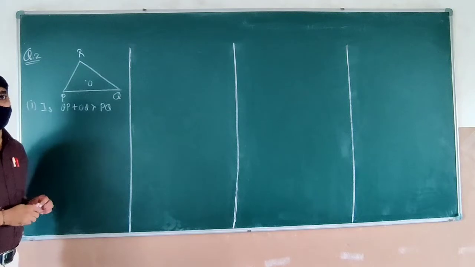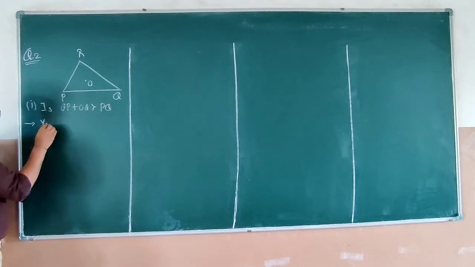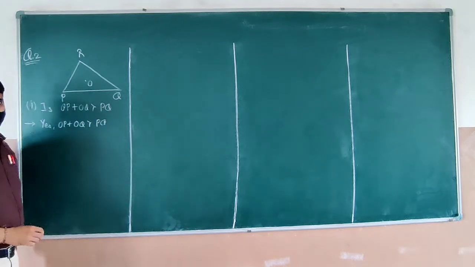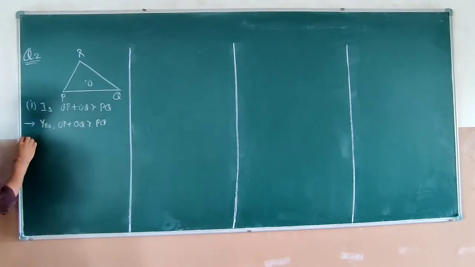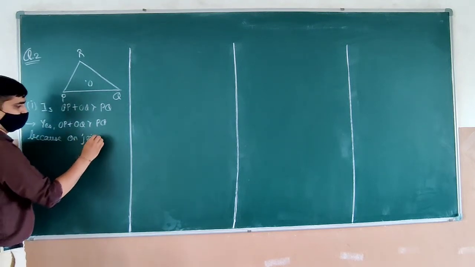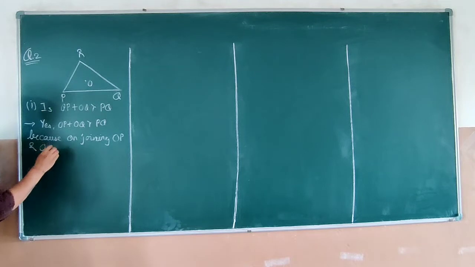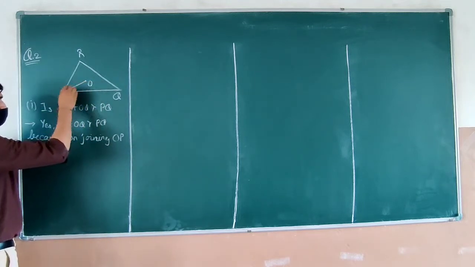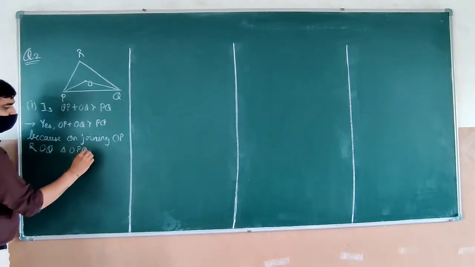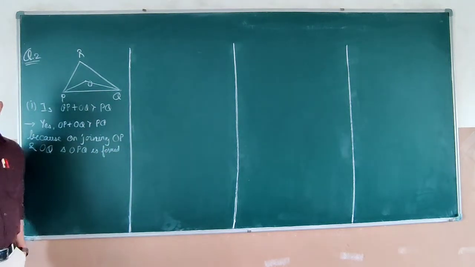We will write yes. Why? I am going to explain. Answer will start from here. Yes, OP plus OQ is greater than PQ because on joining OP and OQ, see properly, on joining OP and OQ, triangle OPQ is formed. Right or wrong? Right?